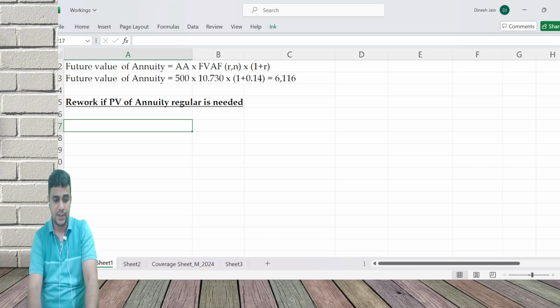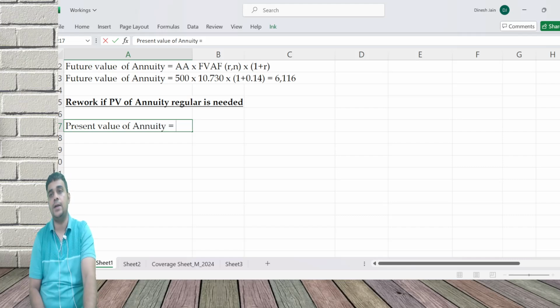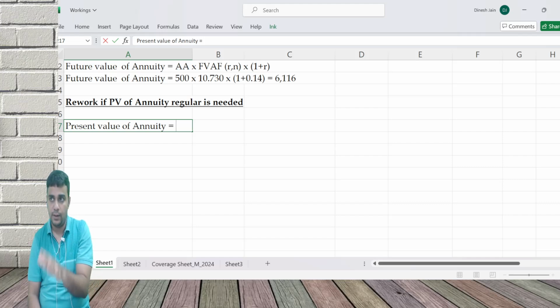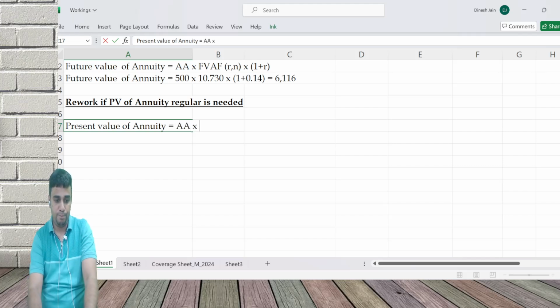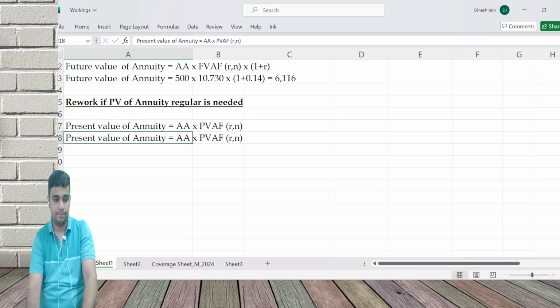Now write present value of annuity is equal to regular. Okay, I'm repeating, it is regular. I'll give another rework which is annuity immediate. First we did future value of annuity regular, then future value of annuity immediate. Now present value of annuity regular and then present value of annuity immediate. Annuity amount into PVAF R comma N.